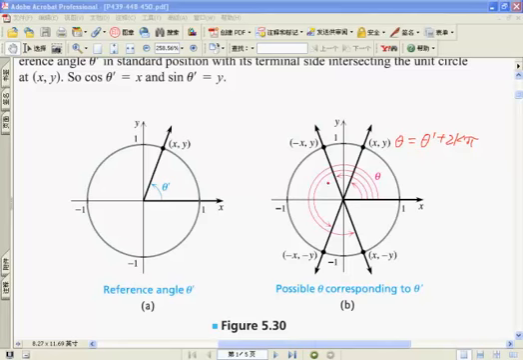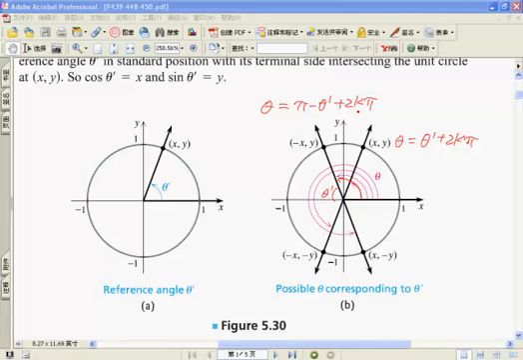And then the second case is theta is equal to pi minus theta prime. You know this angle, this guy here, is equal to pi minus theta prime, because this is theta prime, right? So theta is equal to pi minus theta prime plus 2k pi.